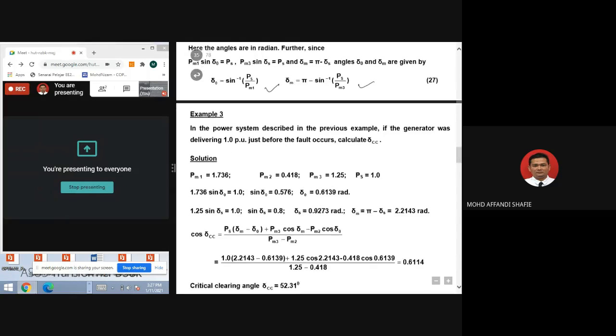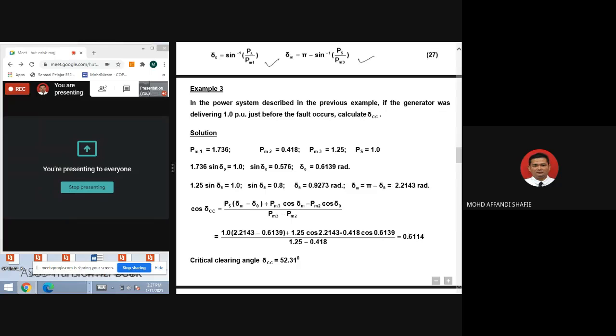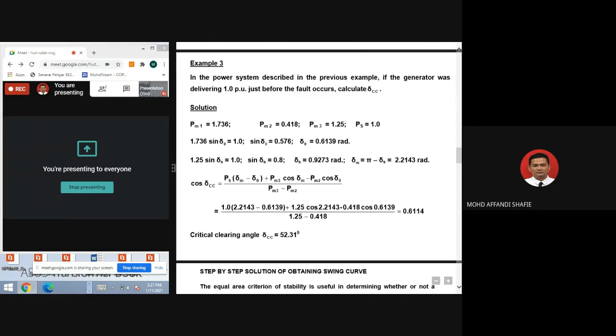Example 3: in the power system described in the previous example, if the generator was delivering 1 unit PU just before the fault occurred, calculate delta CC. PS is equal to 1, and then what we can calculate is the critical clearing angle delta CC is equal to 52.331, right?